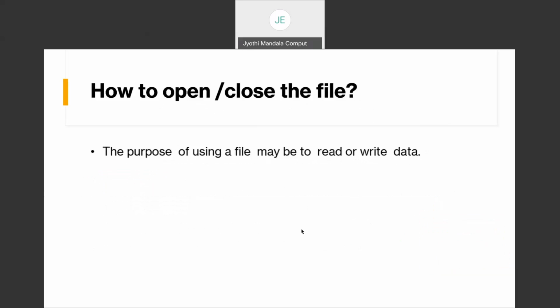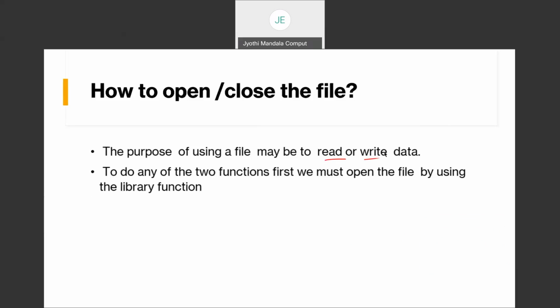So let us see the purpose. Now, why do we need to open the file? We need to open the file because we may want to read the data from the file, or we want to write the data into the file. To perform the open operation on the file, we can use a predefined function fopen, and it is already available in stdio.h. So to open a file, you need to use this predefined library function, which is fopen.